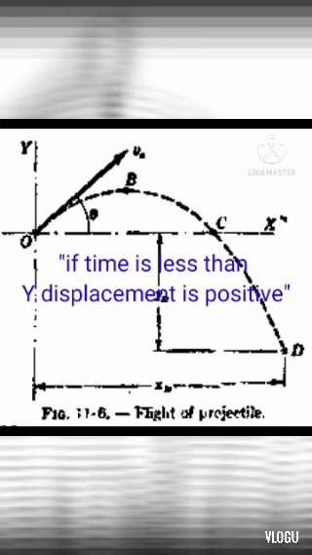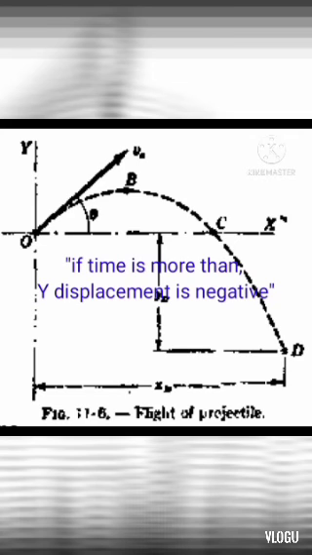This is the continuation about the graph. If the time of flight is less than that required to reach point C, then the projectile will be above its initial position and the value of y displacement will be positive. While if the time of flight is more than that required to reach C, then the projectile will be on the path CD, after which the value of y displacement will be negative. At the topmost point of flight, B, the value of v sub y will be 0.